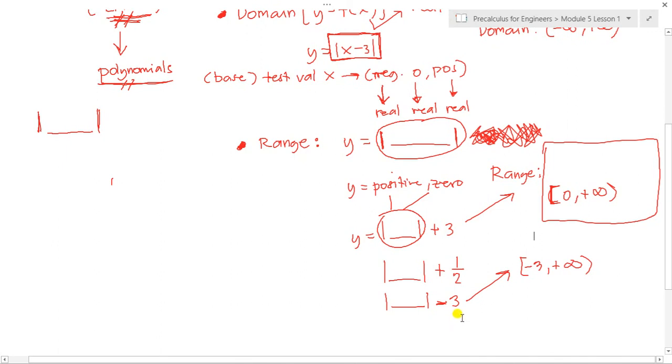Yes, your question is correct. What is the right answer? Is it from negative 3 to positive infinity? Is it correct or not?